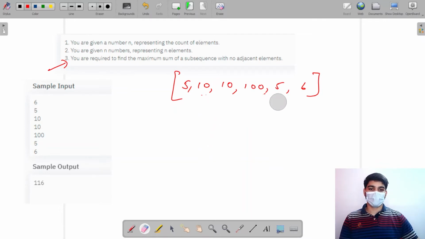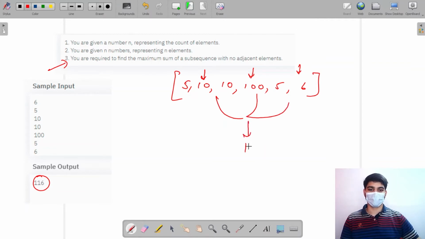So we have to maximize such a sum, right? We can think of all the subsets in which there are no adjacent elements, and we have to maximize their sum. This is what the question says. So for this particular input, the output would be 116, and it would be using this 10, this 100, and then this 6. All of these could be added, and the total sum would be 116, right?